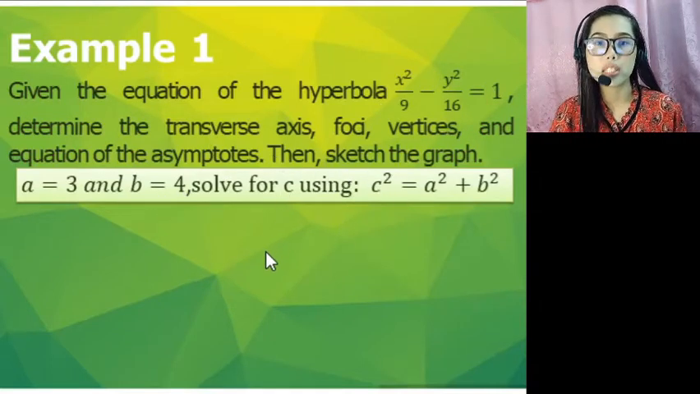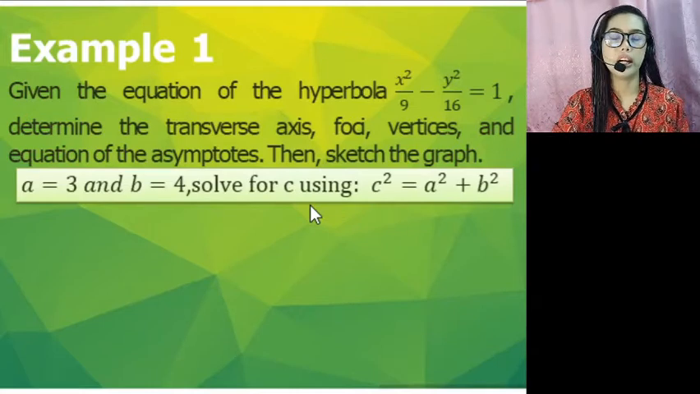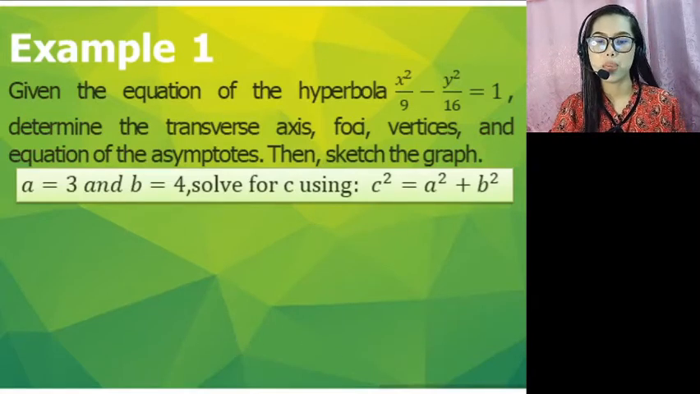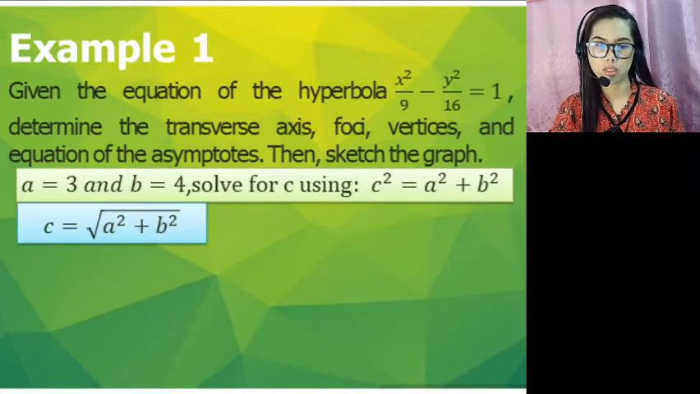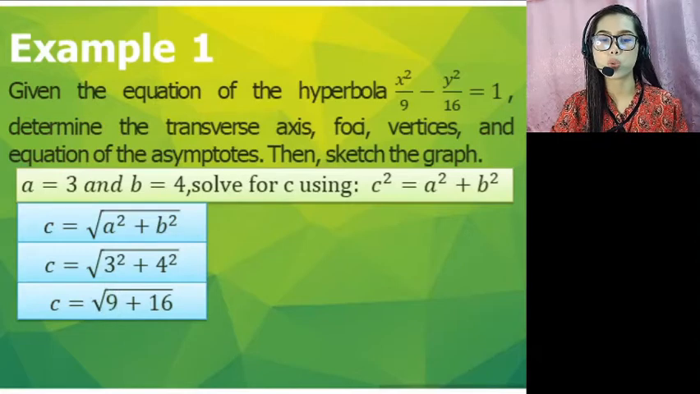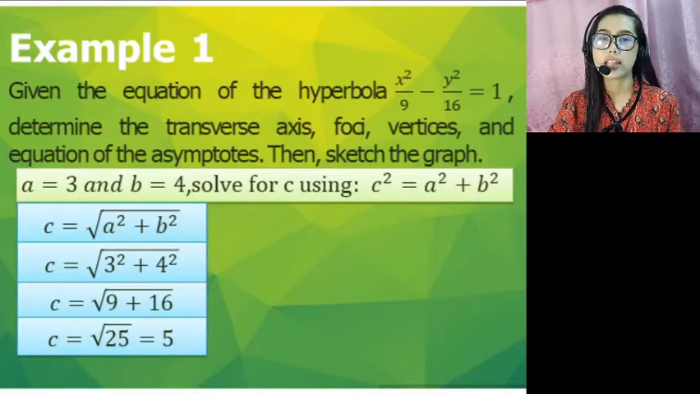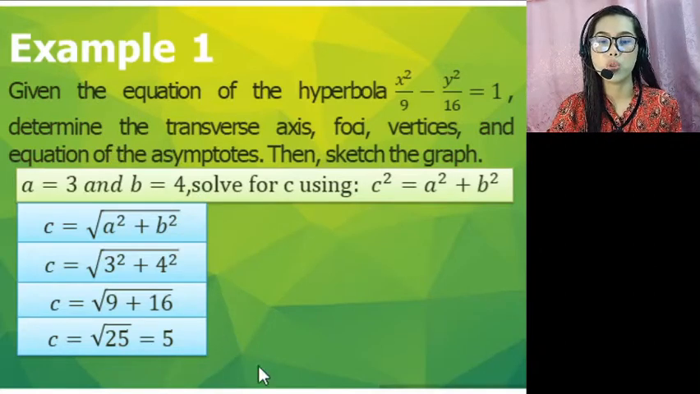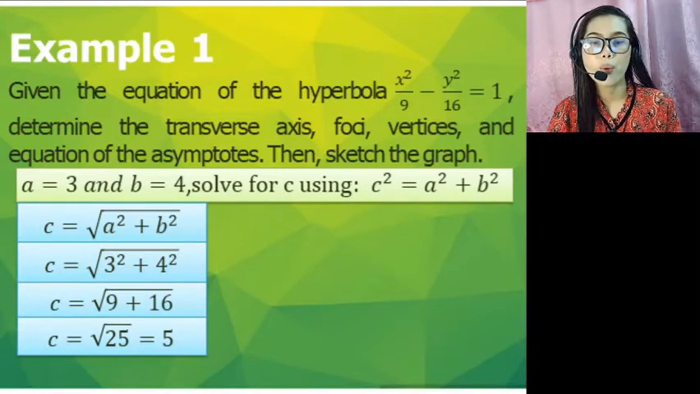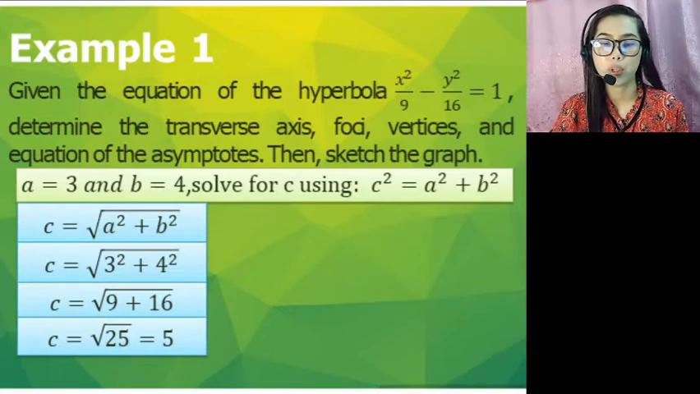To solve for c, we'll be using the formula c squared equals a squared plus b squared. So solving for c, you have 3 squared plus 4 squared, which is 9 plus 16, and c is equal to the square root of 25, which is 5. From here, we already know the value of our c. Now, it will be easy for us to determine the points on the hyperbola.